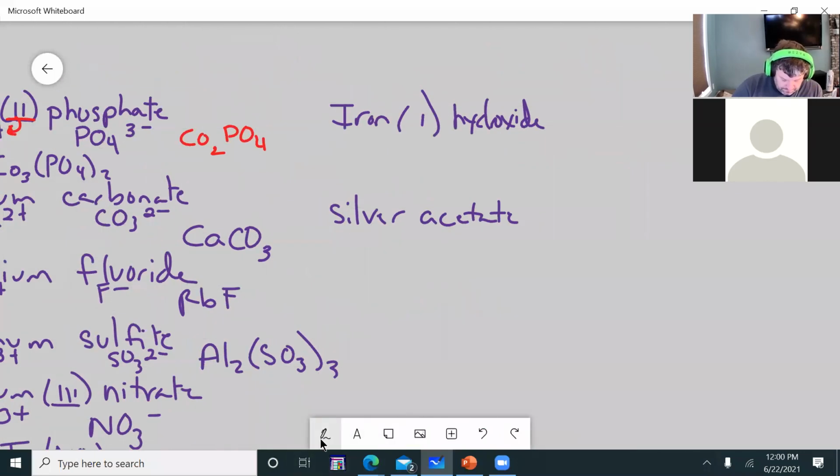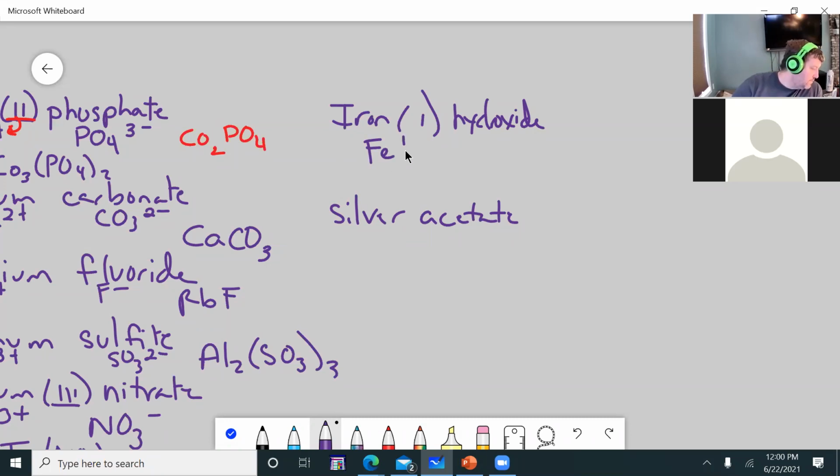Iron(1) hydroxide. That means I have iron with a 1+ charge. I've got hydroxide, which is OH-. That's one of the polyatomic ions that does end in -ide. It's just how it is. So we're going to flip-flop. Fe, OH, 1-to-1. We don't need any parentheses or anything like that.